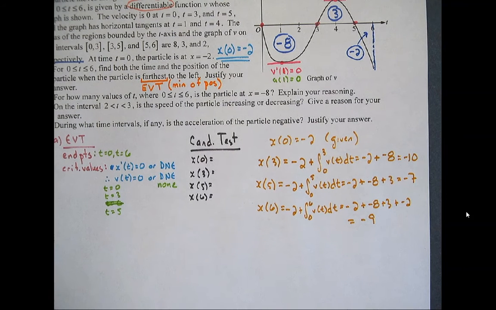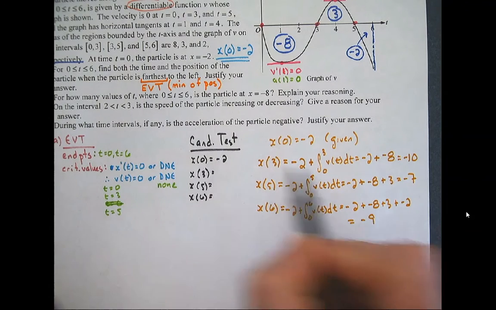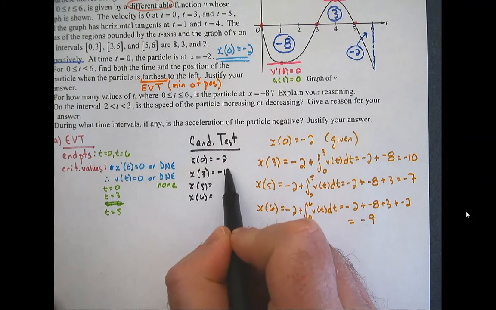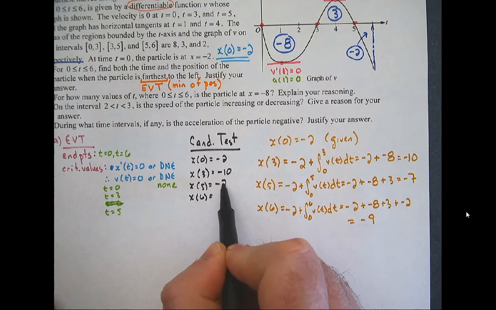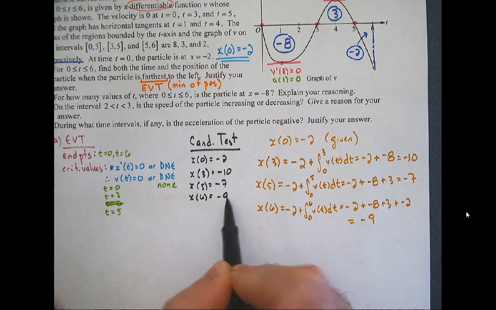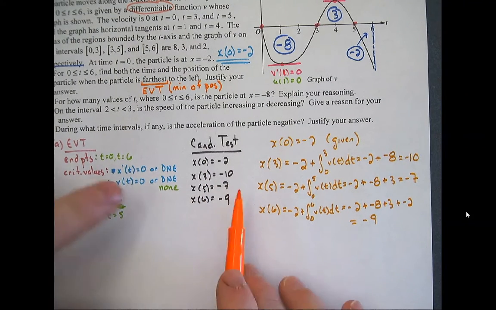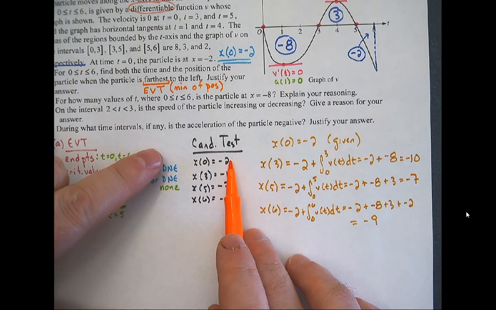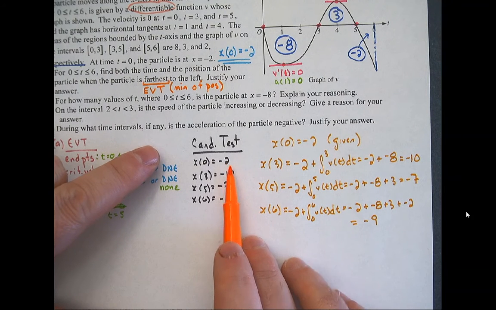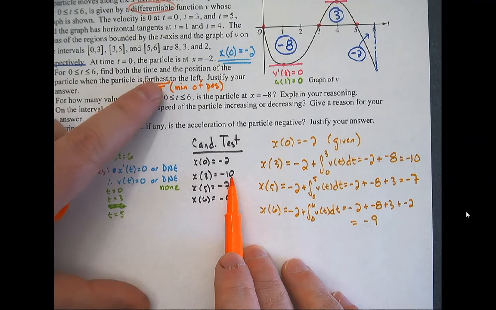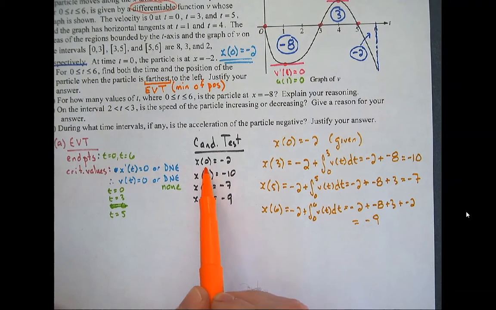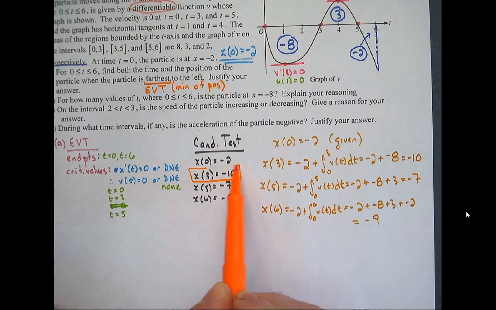Now we want to take these values and put them back in our candidates test. That's -2. That's -10. It's -7. That's -9. So those are our possible extreme values. Which extreme do we want? There are two extremes. This is the biggest number, that's the smallest number. We want the minimum, so we want the smallest number.